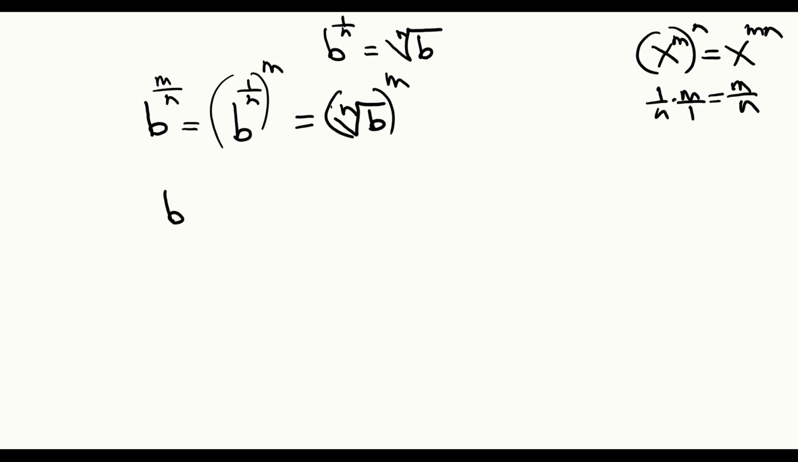Now, if we take the same expression b to the m over n, notice we could have applied this rule just slightly differently. We could have put the m on the inside, and we could have put the 1 over n on the outside. So we can also write this as b to the m to the power of 1 over n. Notice we're just changing the place of these two, but when we multiply, we're still going to get the same m over n.